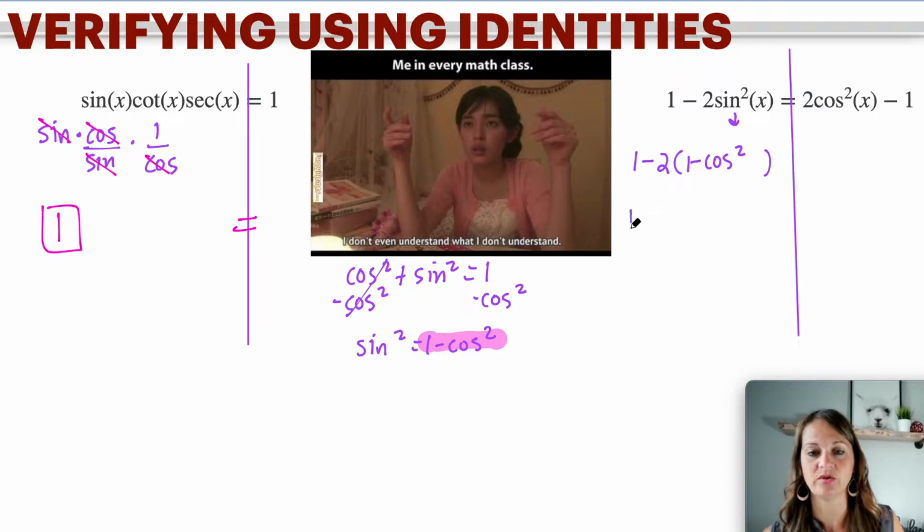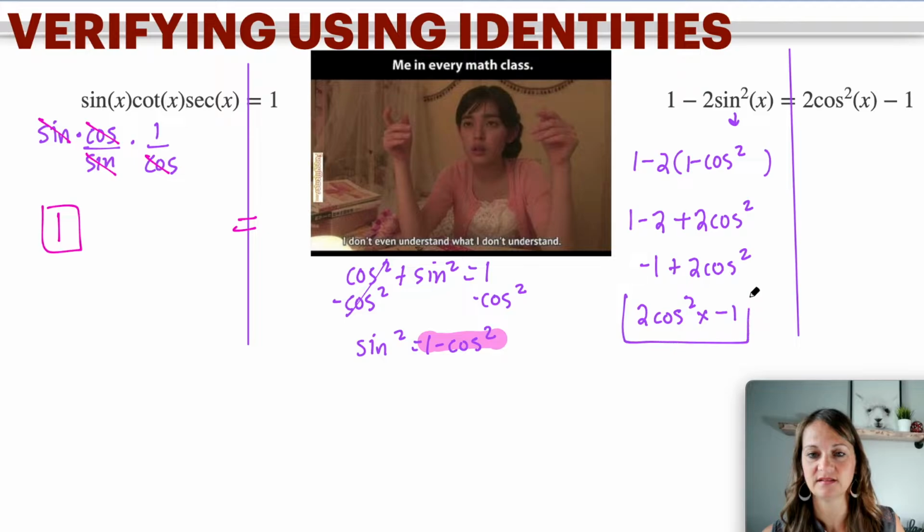And now I'm going to distribute the negative 2. Negative 2 times 1 is negative 2. And negative 2 times a negative cosine is a positive 2 cosine. 1 minus 2 is negative 1. And now I'm just going to put the cosine in front. And then the negative 1. And we have now proven the right-hand side.